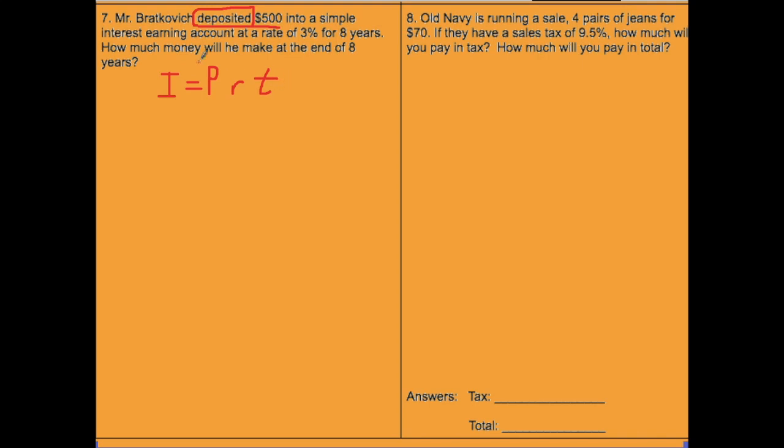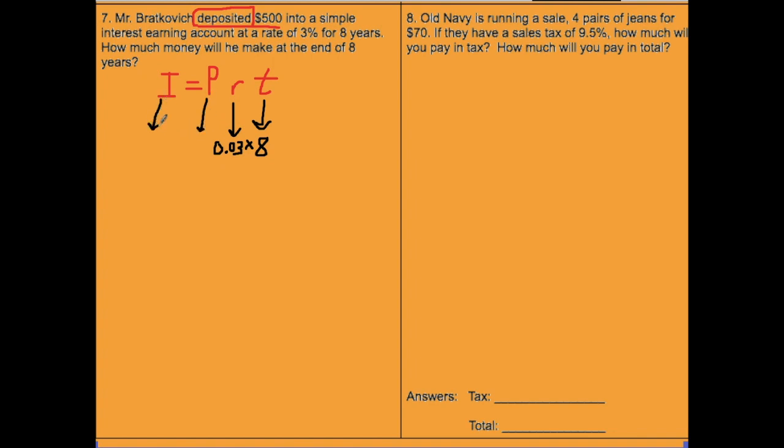All right, so let's look at it this way. I is what we earn. P is principal, it's what we begin with. R is the rate, and T is the time. Let's start substituting or replacing what we can. 8 years in time, I see that pretty easily. The rate is 3%. Well, we got to use that as a decimal, that's fine. And the principal and the income.